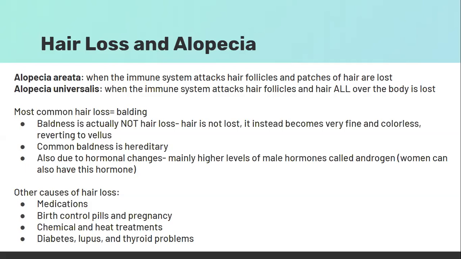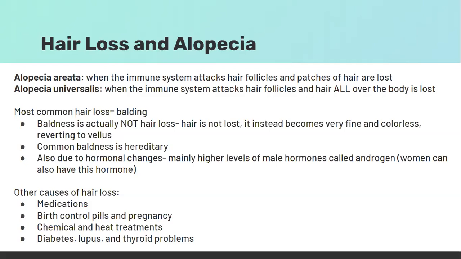The most common hair loss is balding, which is not alopecia because alopecia involves the immune system. Balding is actually not hair loss because hair is not lost. It becomes very fine and colorless, so it's just not visible. It reverts to vellus, the term we discussed earlier, which means very thin, very colorless. Common baldness is hereditary, and it can also be due to hormonal changes.